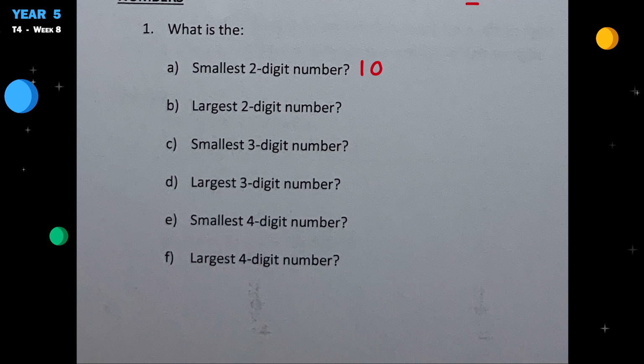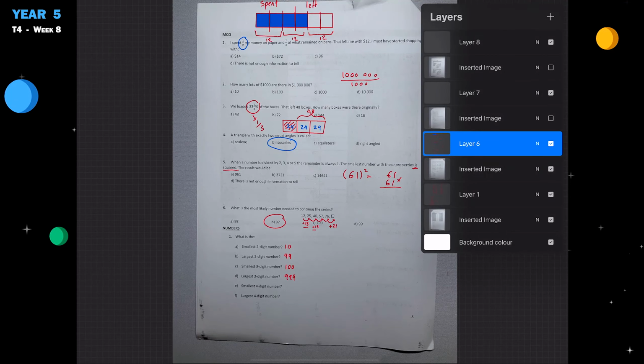Now the largest two-digit number will be 99. The smallest three-digit number is 100. Largest is 999. You can do the rest. I think that's easy, I'm not going to do that one.